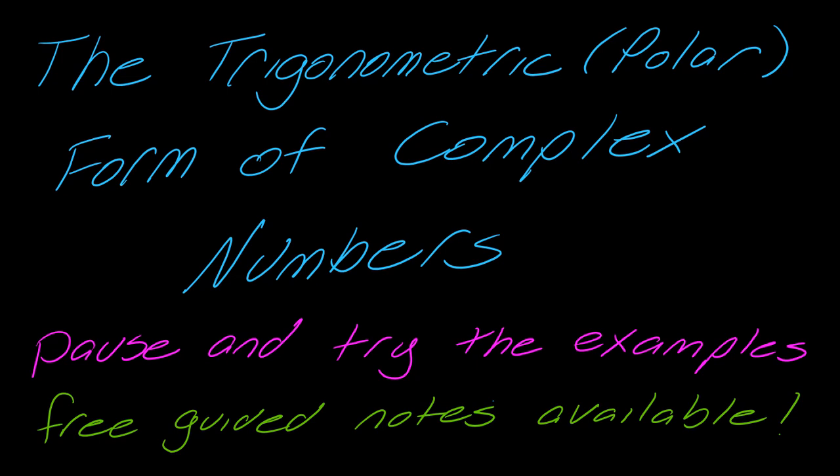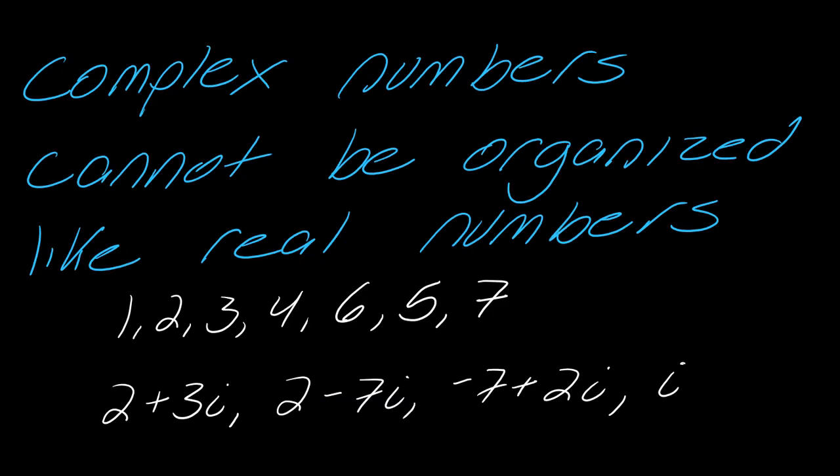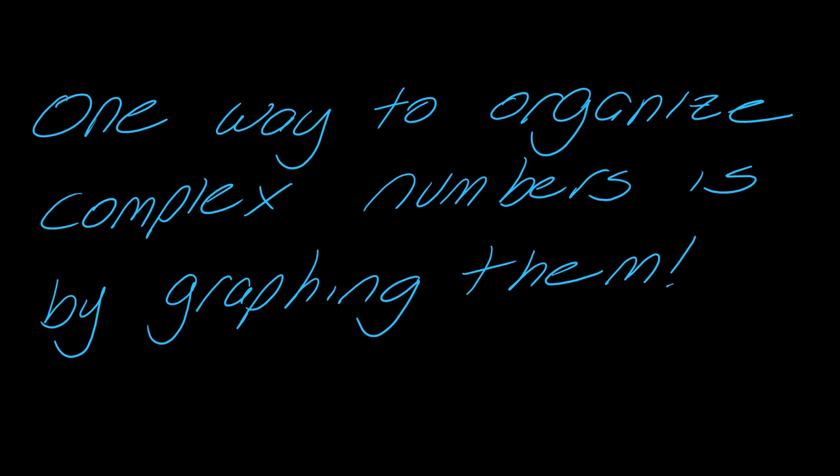Okay, so we're going to talk about the trigonometric or polar form of complex numbers. Something kind of weird to think about is that complex numbers cannot be organized like real numbers. For instance, you know that these real numbers are out of order: 1, 2, 3, 4, 6, 5, 7. We know this order, but complex numbers, because they have this real and imaginary part, how do you order these? So we don't have an actual way to organize them like real numbers. So we have to do different things.